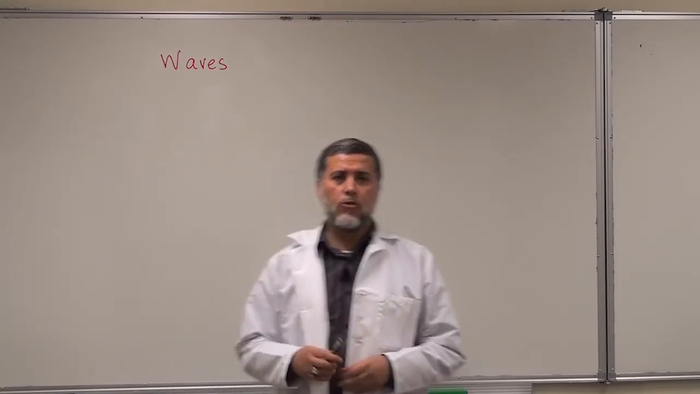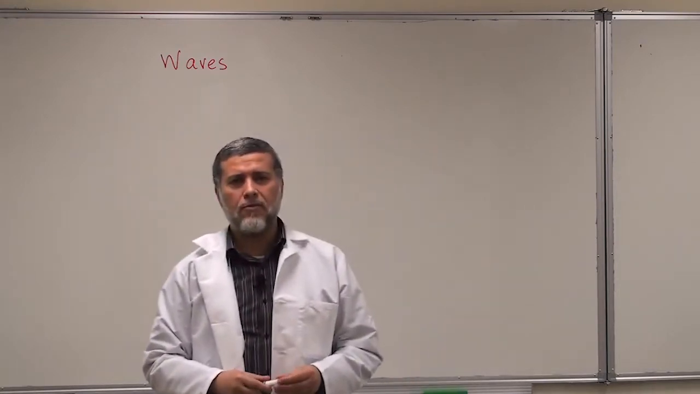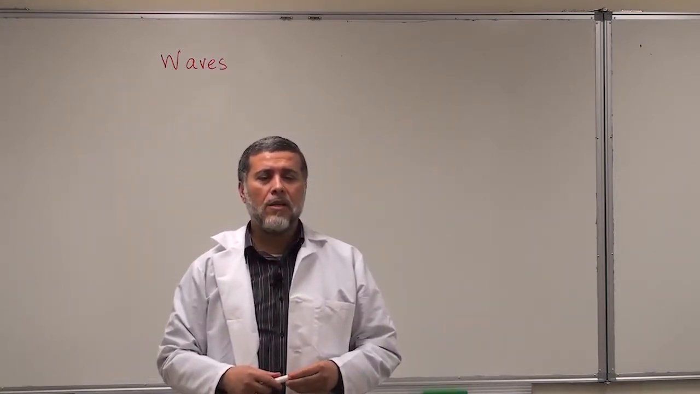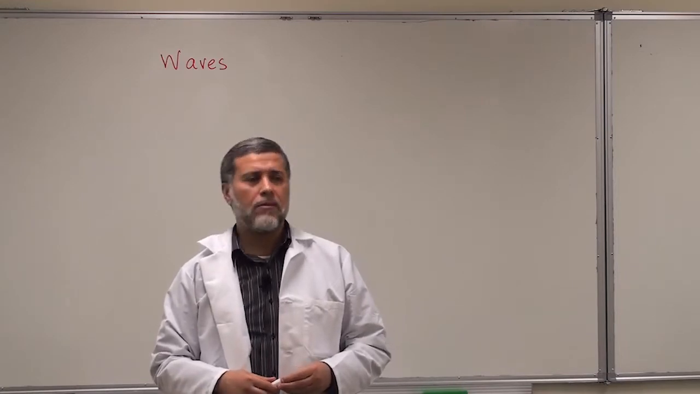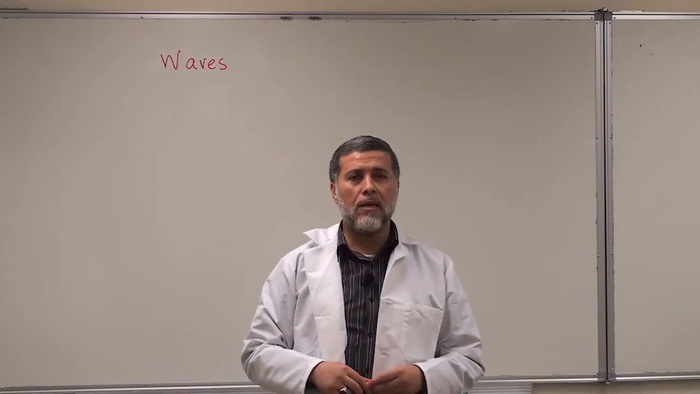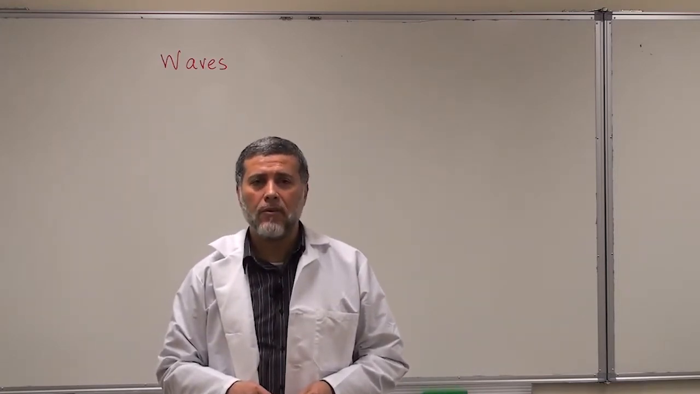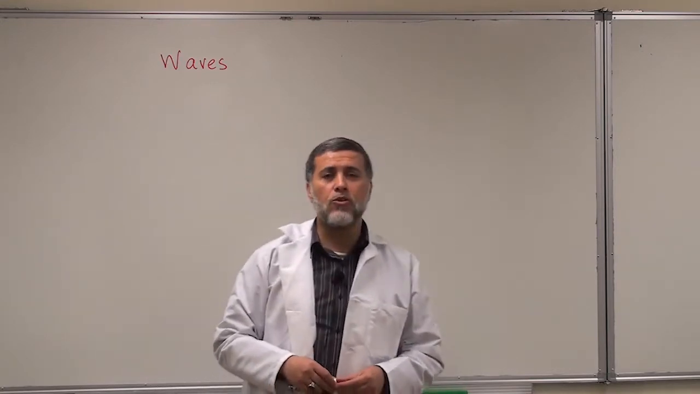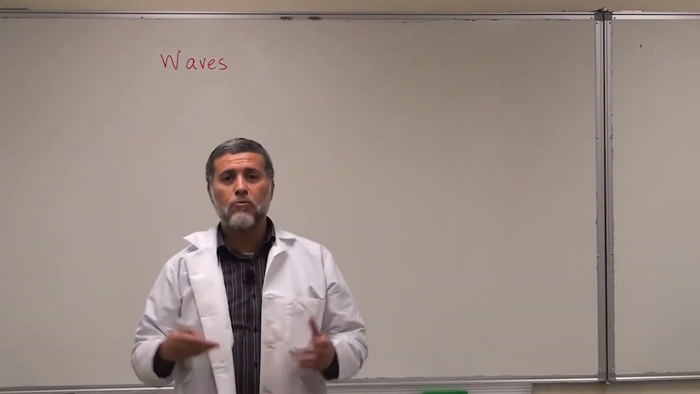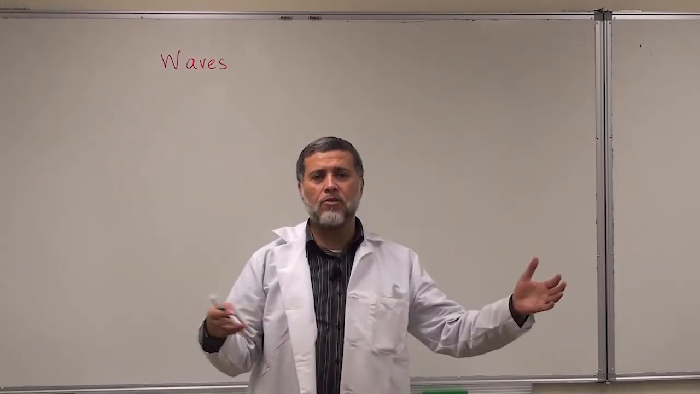The first subject will be waves. There are three types of waves actually. There are what we call mechanical waves, electromagnetic waves, and matter waves. But first we have to know what a wave is. A wave actually is a motion of a disturbance. So you make a disturbance, and the motion of that disturbance is actually the wave.